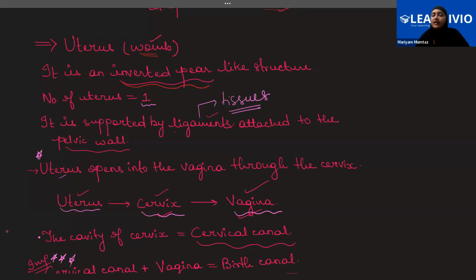It is supported by ligaments attached to the pelvic wall. The uterus opens into the vagina through the cervix. Just like in the male reproductive tract, where the opening was into the vasa efferentia through the rete testis, same way here, the uterus opens into the vagina through the cervix. Through the cervix means the uterus first opens into the cervix and then the cervix opens into the vagina.